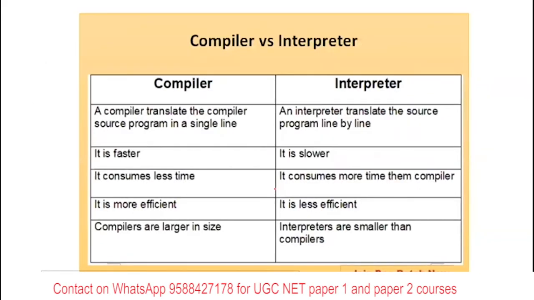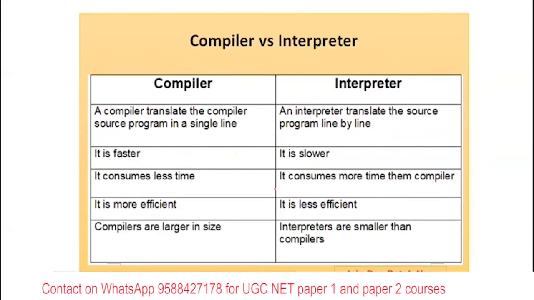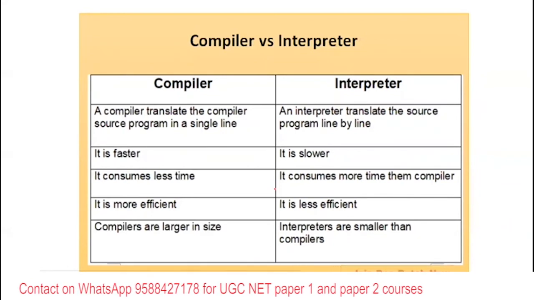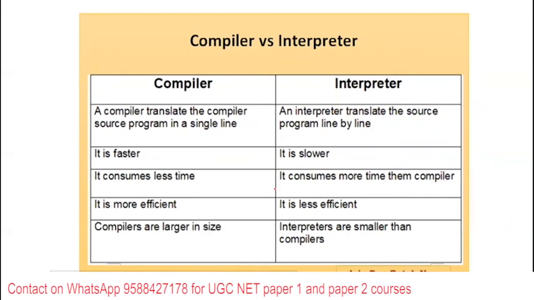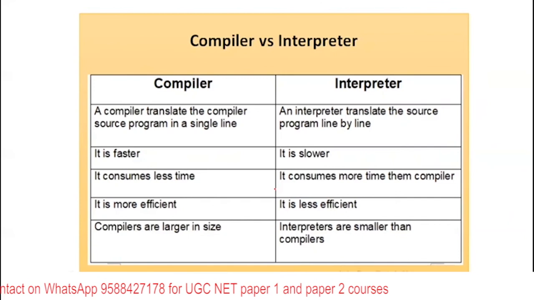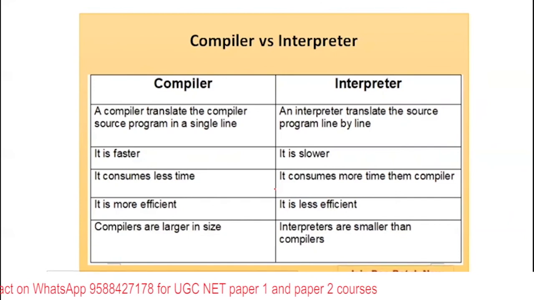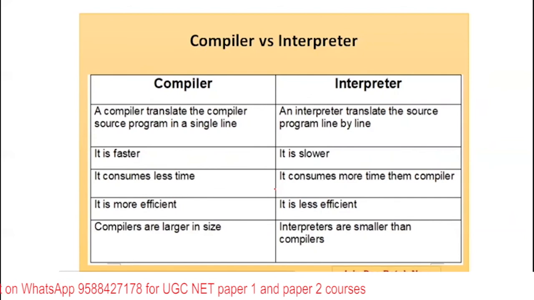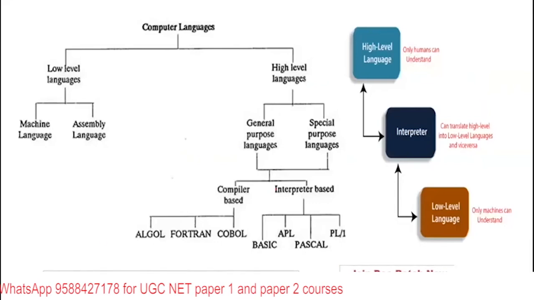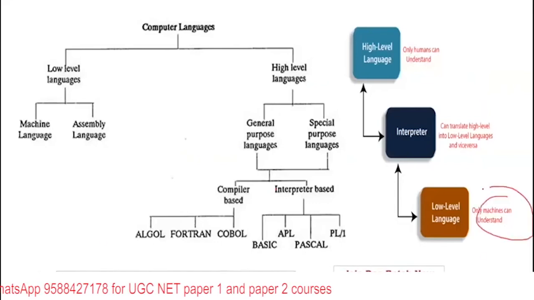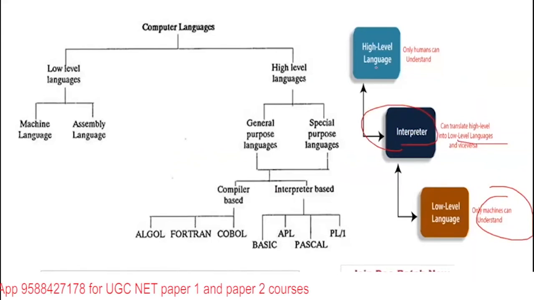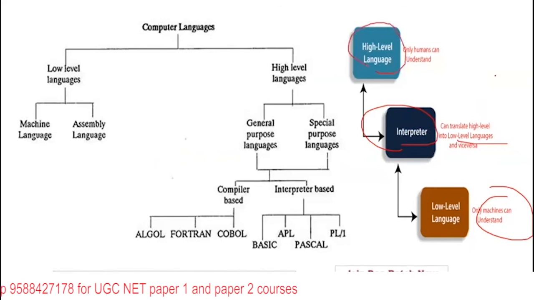A compiler translates the whole program at a time, whereas an interpreter translates the program line by line. The interpreter is slower because it goes line by line. The compiler consumes less time because it happens in one go. The interpreter consumes more time because it has to go line by line. The compiler is more efficient, the interpreter is less efficient. Compilers are larger in size, whereas interpreters are smaller. If you look at this diagram, lower level language is what only machines can understand. An interpreter can translate high level language into low level, or vice versa, and high level language is what only humans can understand.